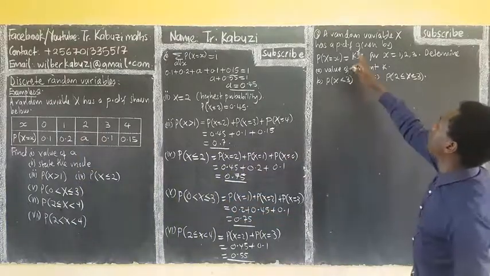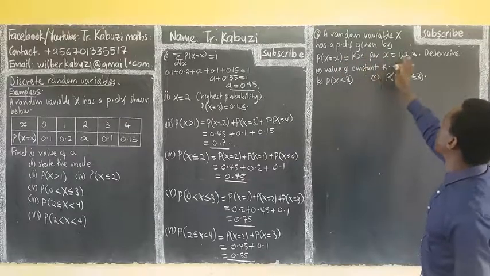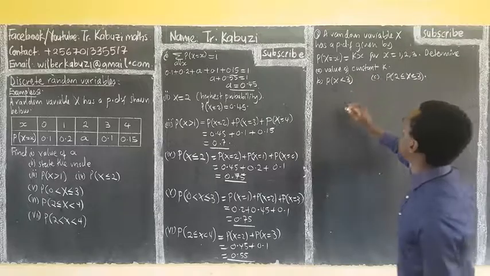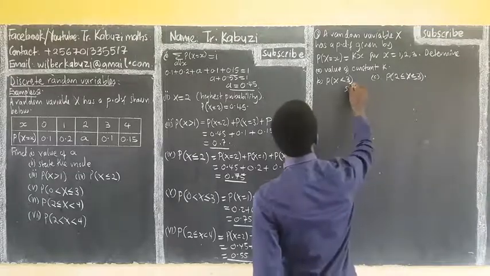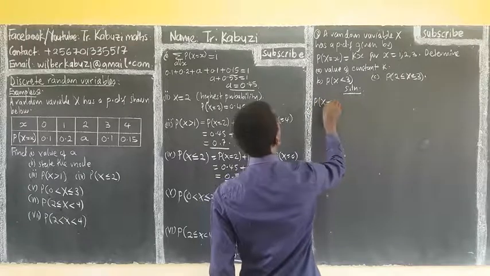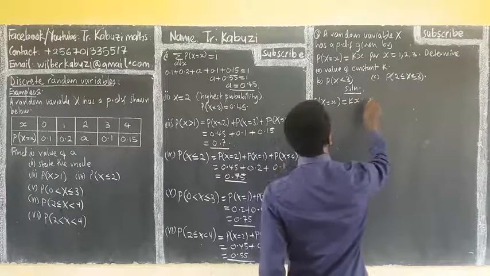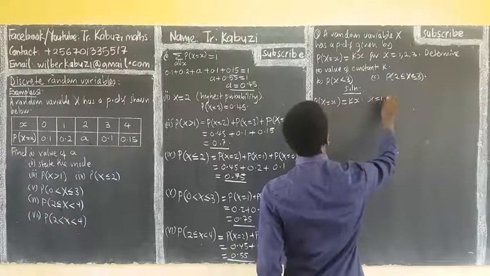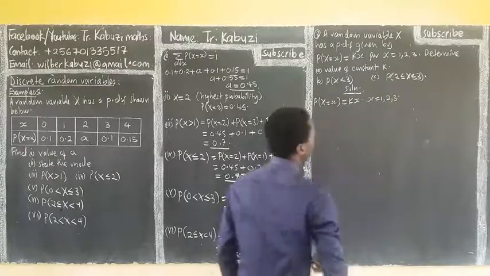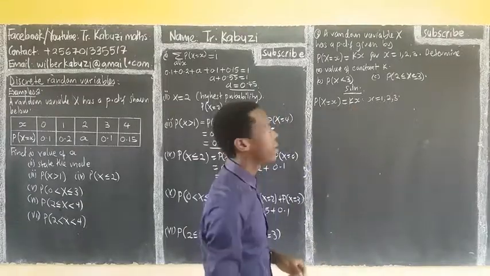When it comes to this, I remember that x has a PDF given by this. Determine the value of constant k. What do we have? Then that's that our probability is x equal to x is this when x is equal to 1, 2, then 3. Meaning for every corresponding value of x, we shall be getting the corresponding value of k.